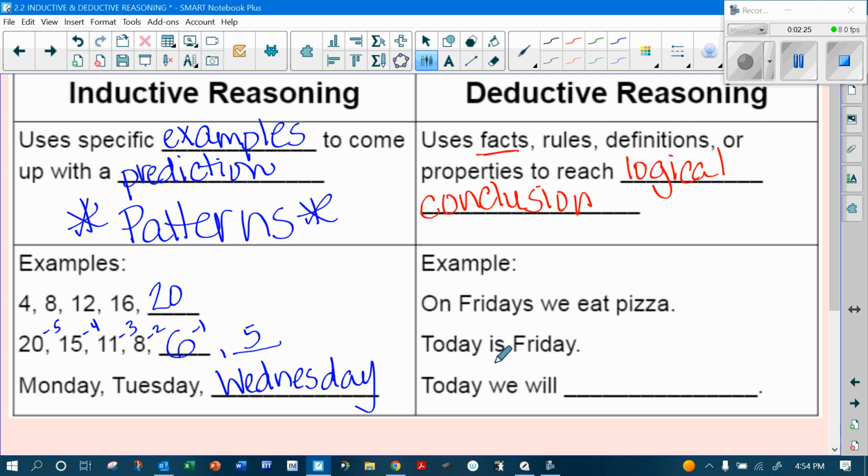Here we're using facts. So for example, on Friday, we eat pizza. This is a fact. On Fridays, we eat pizza. Guess what? Today is Friday. So what does that mean? That means I can conclude that today we will eat pizza. Okay, so you're making a logical conclusion based on a fact. So the fact is we eat pizza on Fridays. Therefore, since today is Friday, we will eat pizza.